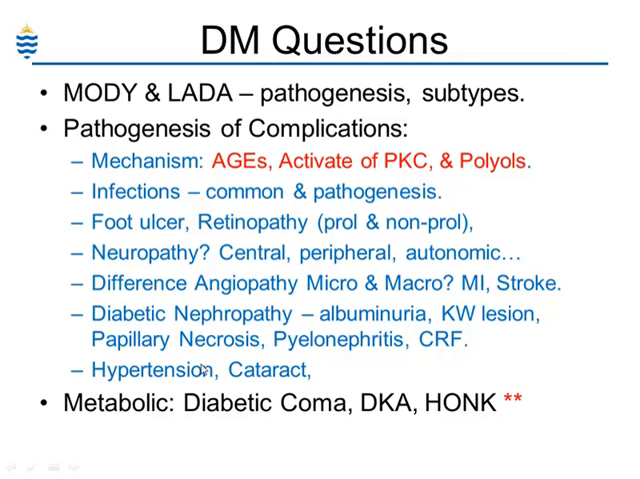So, diabetic nephropathy, the nodular glomerulosclerosis, Kimmelstiel-Wilson lesion. Why is it nodular? Papillary necrosis. Why papillary necrosis? Pyelonephritis. Why? Chronic renal failure.